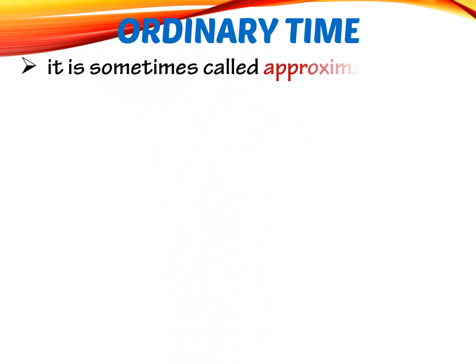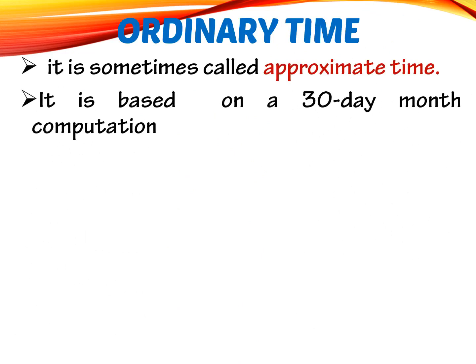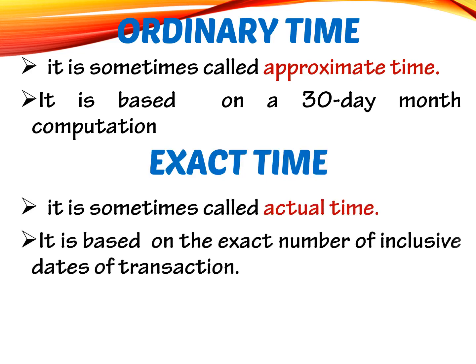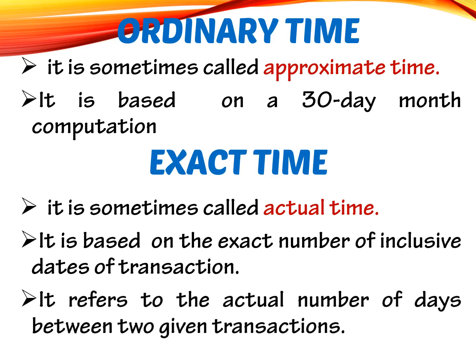Okay, so this time let's have ordinary time. It is sometimes called approximate time. It is based on a 30-day month computation, meaning all the months here have only 30 days. And then for the exact time, it is sometimes called actual time. This time it is based on the exact number of inclusive dates of transaction, or the actual number of days between two given transactions.